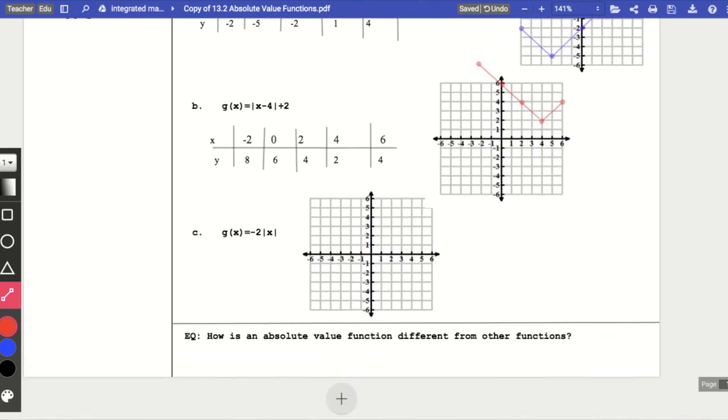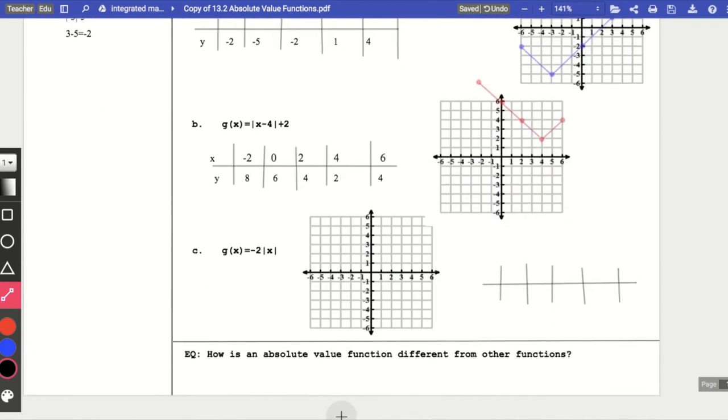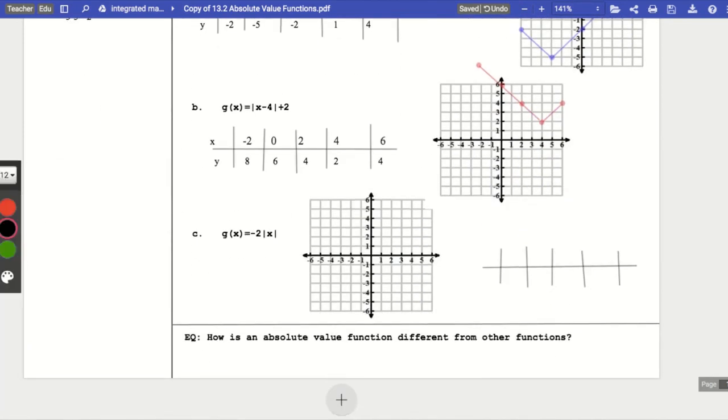So last graph, we have -2 times the absolute value of X. So this one will be interesting. Let's try to see what this is going to do. So again, we're going to create that input-output table. And then this one, we're actually just going to multiply -2 by the absolute value. So this one, I'm going to choose a wide range. Not as wide. I'm just going to go with the numbers that I had up here. So like -2, -1, 0, 1, 2. So not as wide because I'm not subtracting or adding anything. I'm just multiplying by -2.